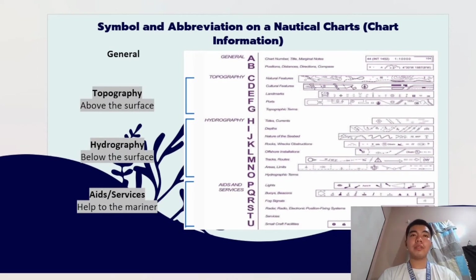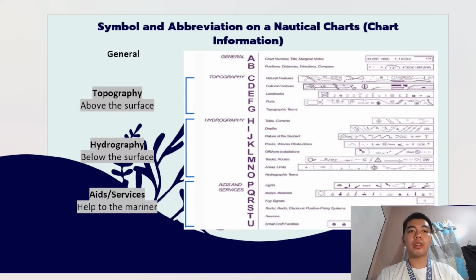On generals, that is composed of two letters, general A and B, and you can see there the chart number, title, marginal notes, positions, distances, directions, and compass. Second, composed of C to G, the topography. Topography means above the surface. So you can see there natural features, cultural features, landmarks, ports, and topographic terms.